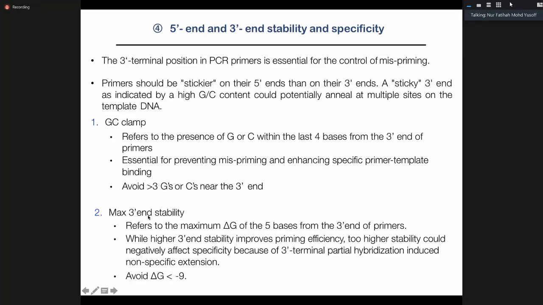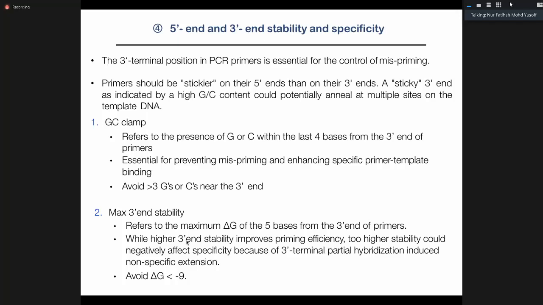Maximum 3' end stability: for stability of the 3' ends, look at the delta G, or the Gibbs free energy. Delta G depends on the Gibbs free energy, which measures the amount of work that can be extracted from a process operating at a constant pressure. It looks at how the energy can be released in order to dissociate between the primers and also the template.